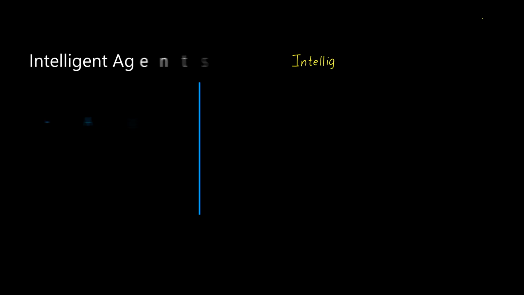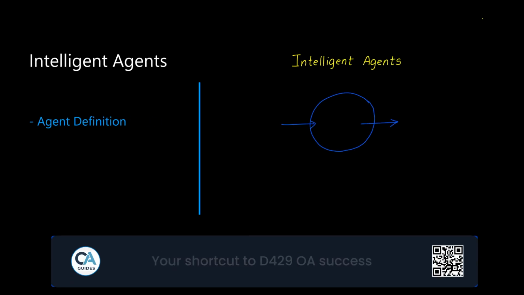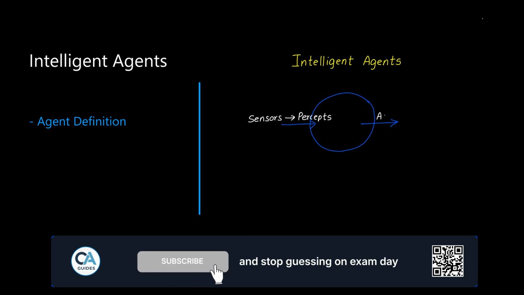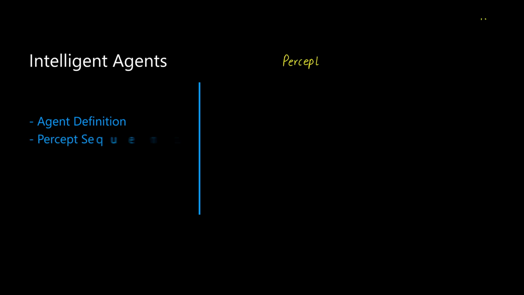Let's shift to intelligent agents, which is a major exam topic. An agent is anything that perceives its environment through sensors and acts upon that environment through actuators. A robot with cameras and wheels, a software program with data inputs and screen outputs, even a human with eyes and hands, all agents. Here's terminology you need cold.